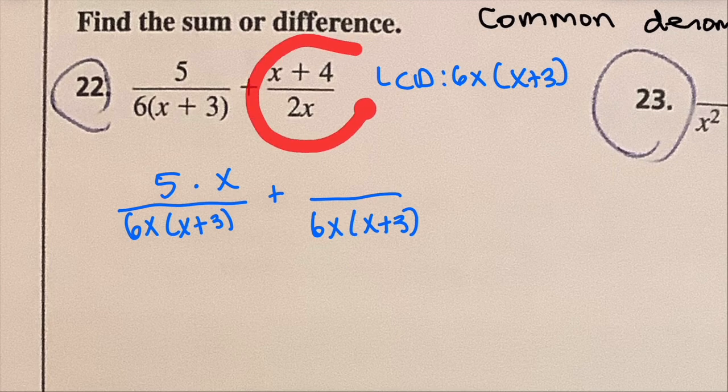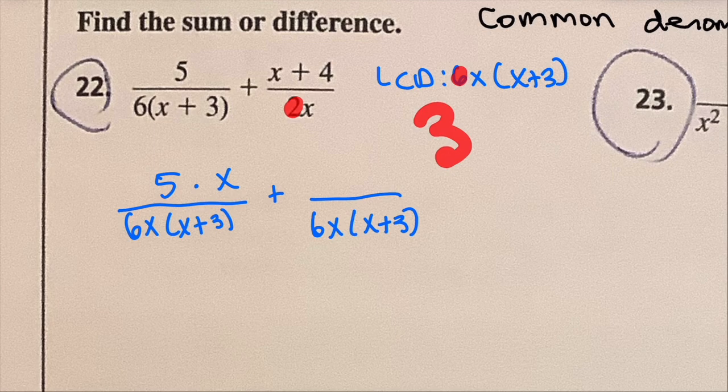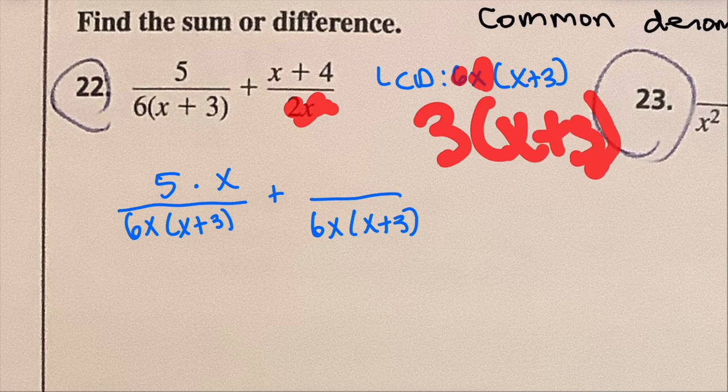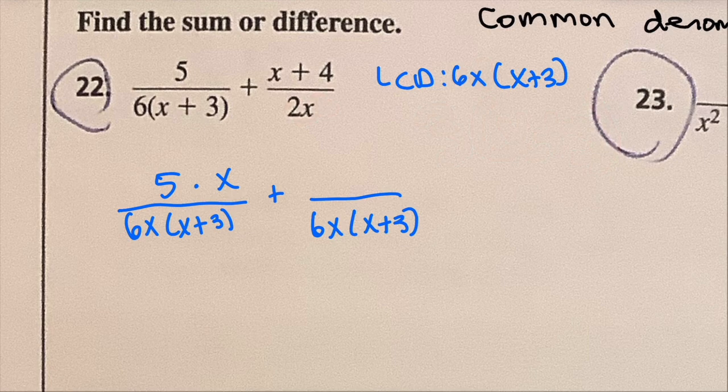Now let's do the same thinking here. 2 goes into 6 3 times, so we would need a 3 to make it a 6. It already has the x. It does not have the x plus 3. So we're going to multiply the top of that original fraction by a 3 and an x plus 3. Now, multiplication can be done in any order you want. So put the 3 here and put the x plus 3 out there. It'll make it clear as we go.